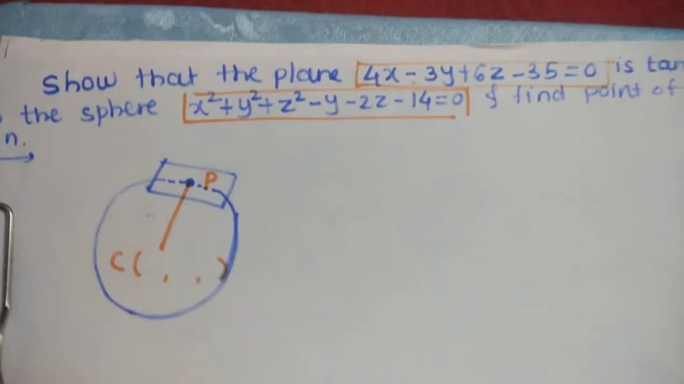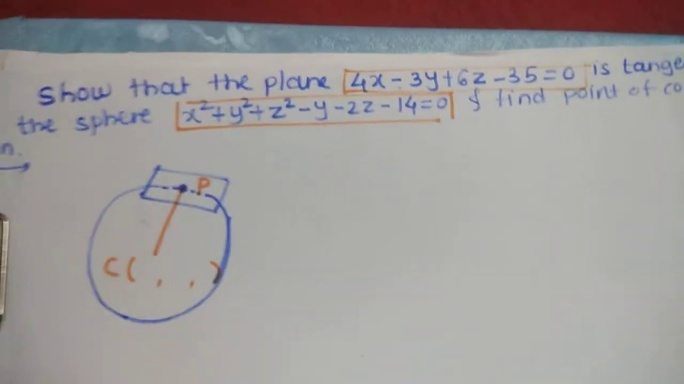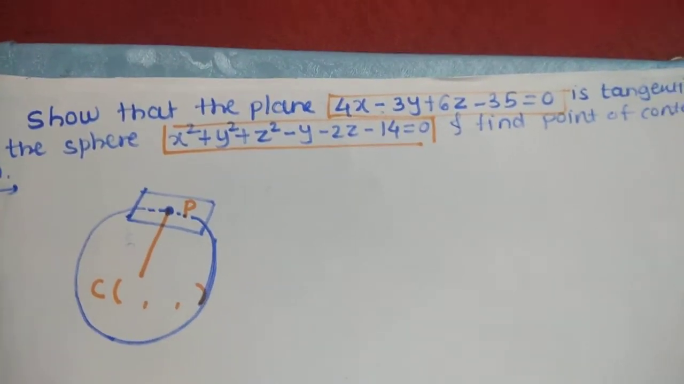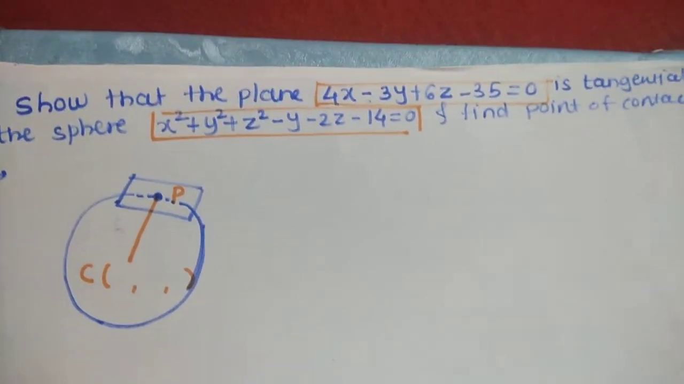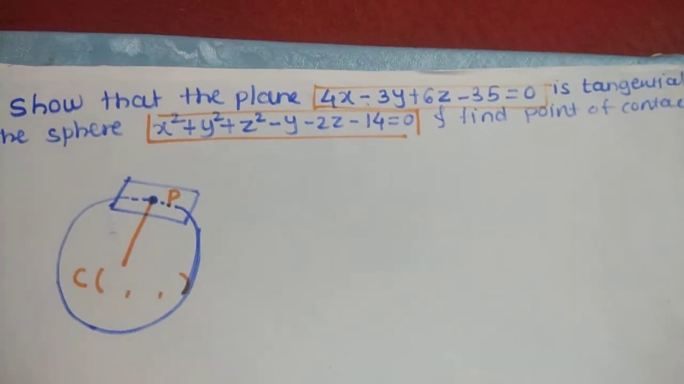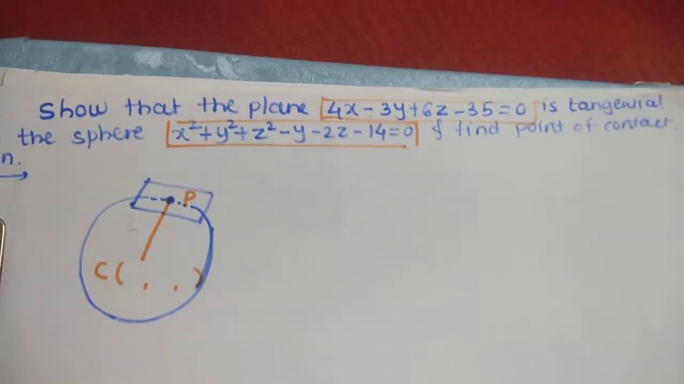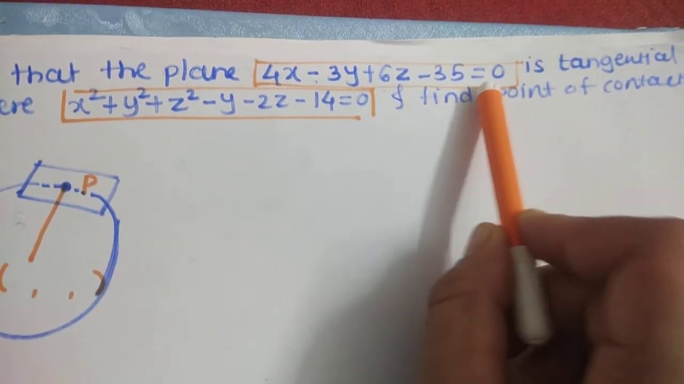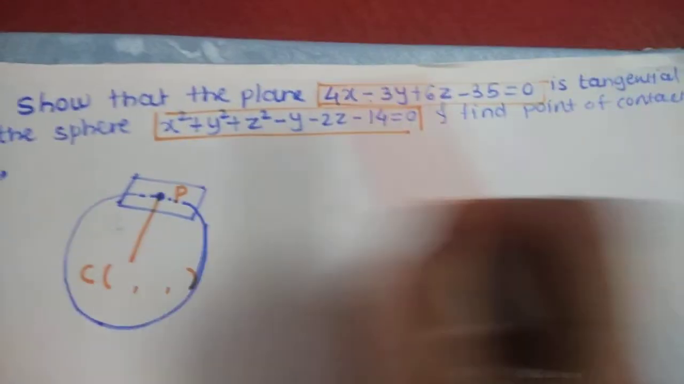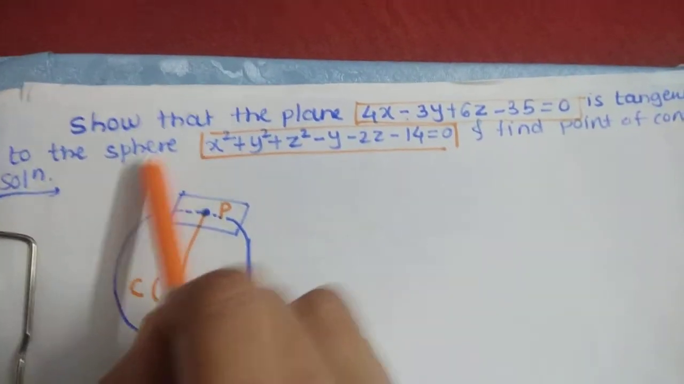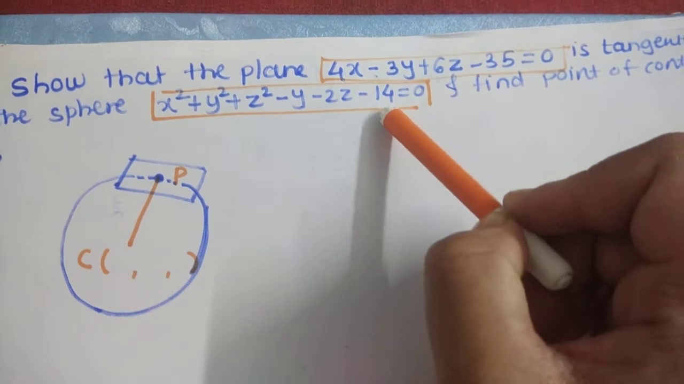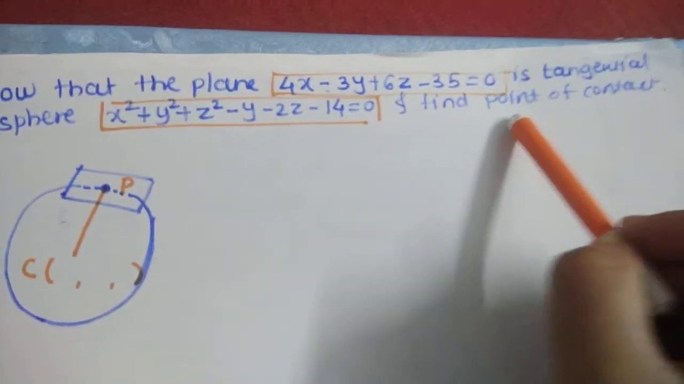Hello friends. So in this video we'll discuss how to show that the plane is tangent plane to the sphere and how to find out the point of contact. So the example is: show that the plane 4x minus 3y plus 6z minus 35 equal to 0 is tangential to the sphere x square plus y square plus z square minus y minus 2z minus 14 equal to 0 and find the point of contact.